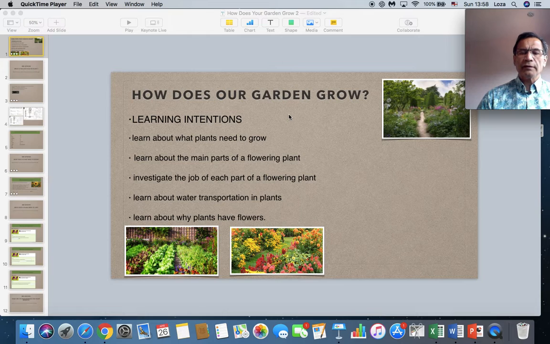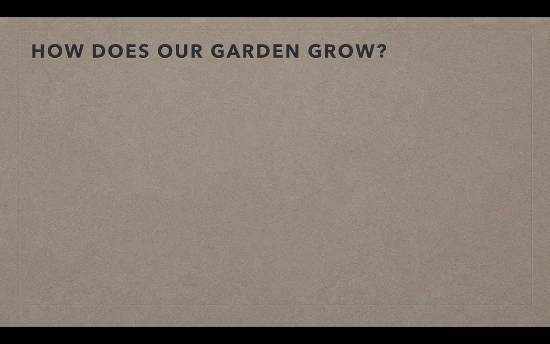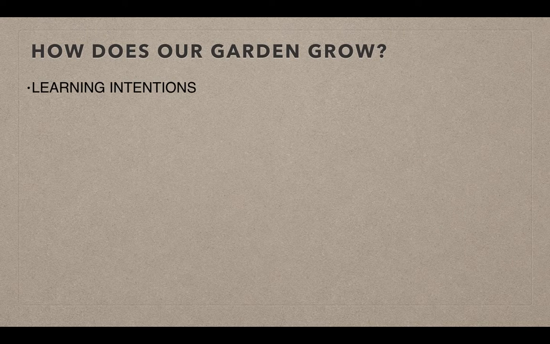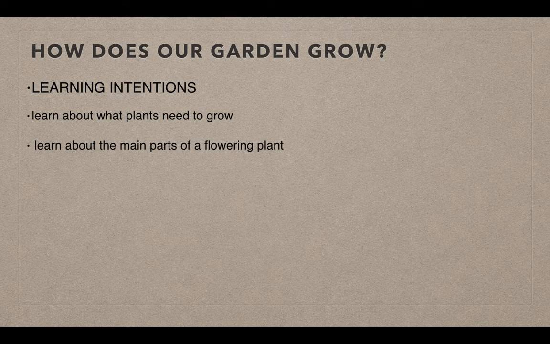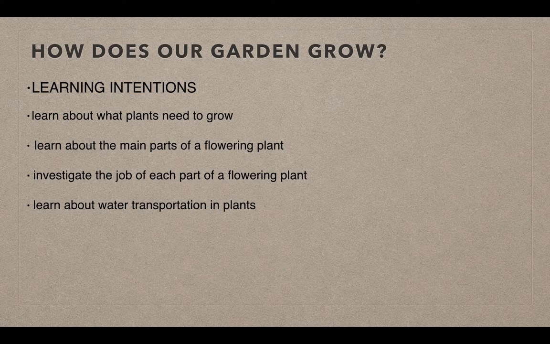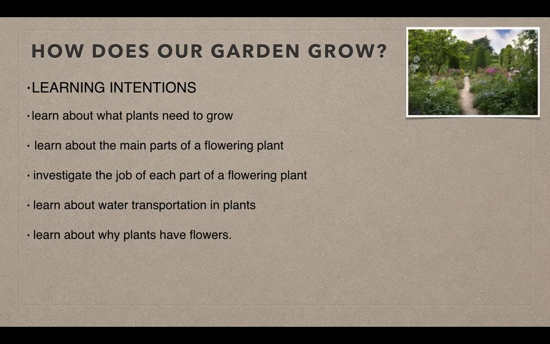For science today, the topic will be, how does our garden grow? I'm going to run through the learning intentions. Number 1, learn about what plants need to grow. Learn about the main parts of a flowering plant. Investigate the job of each part of a flowering plant. Learn about water transportation in plants. Learn about why plants have flowers.